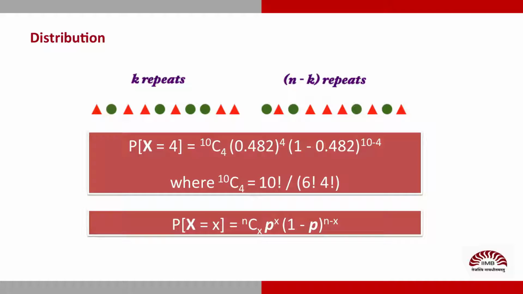Right. One more thing, these 4 can occupy any 4 positions within the 10 seats of the sample. So the probability of x equal to 4 is given by this expression, where 10 choose 4 is 10 factorial divided by (10 minus 4) factorial times 4 factorial.